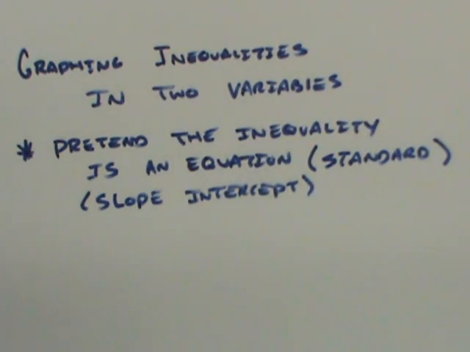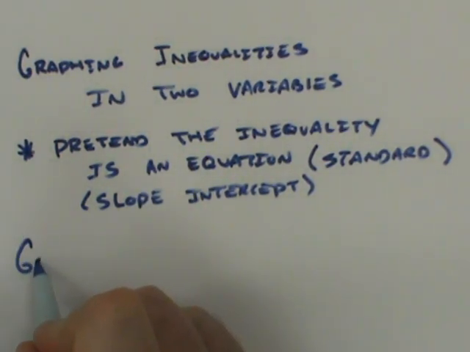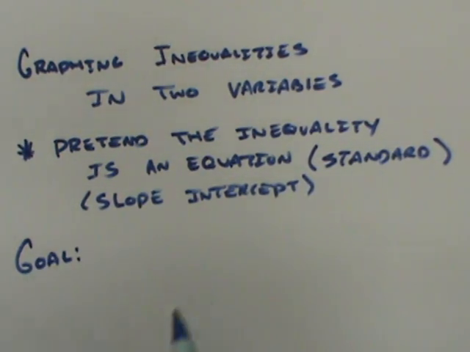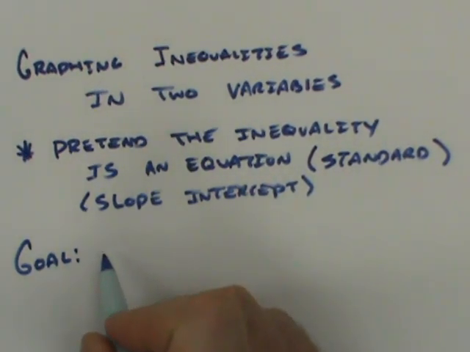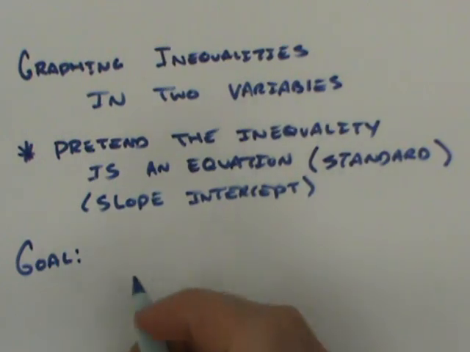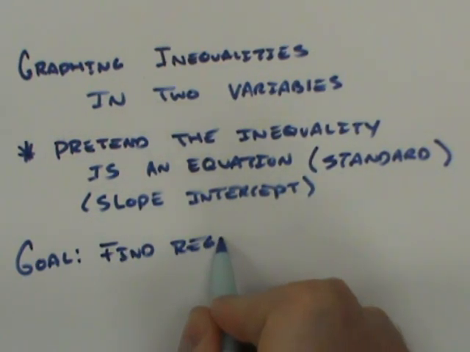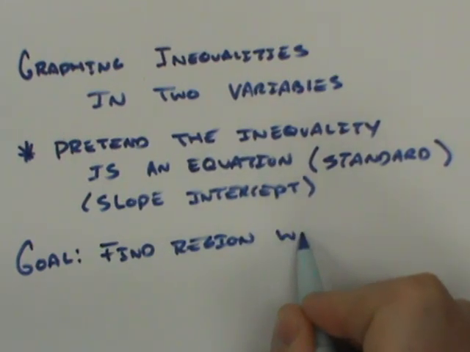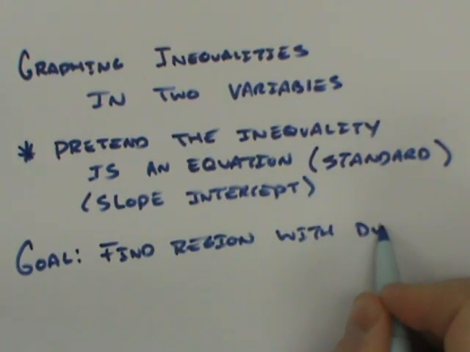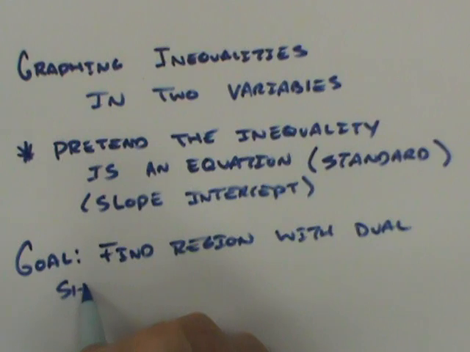And then the second thing that we want to look at, it's just basically an idea. It's the goal. On this section, what you're trying to do is find where there's overlap in the graphing. And so your goal is to find the region with dual shading.